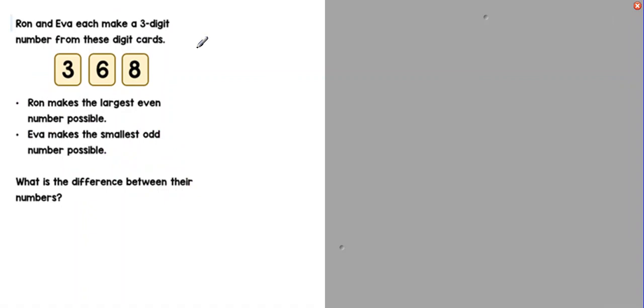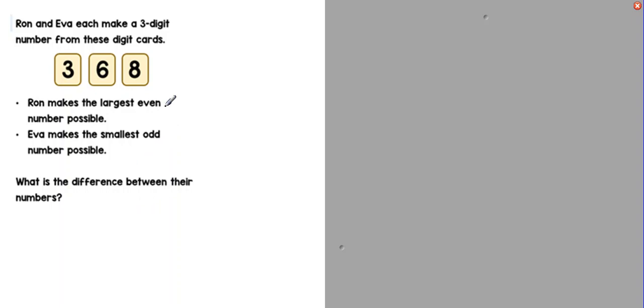This is a similar sort of question. Ron and Eva each make a 3-digit number from these digit cards. You've got a 3, a 6 and an 8. Ron makes the largest even number possible and Eva makes the smallest odd number possible. What is the difference between their numbers?